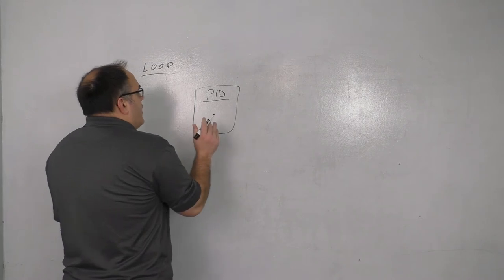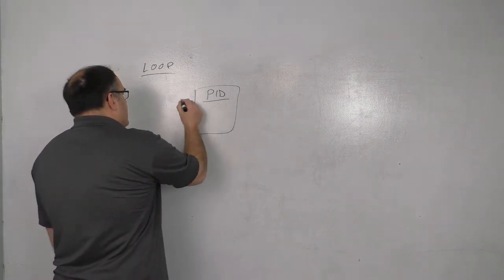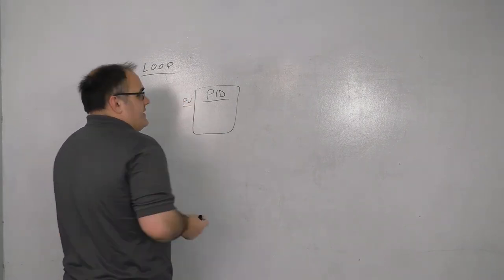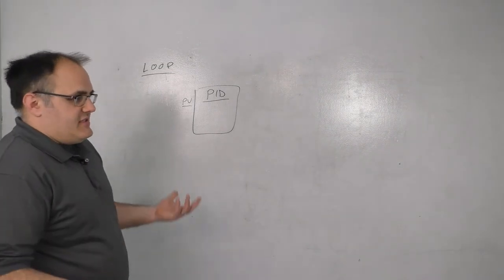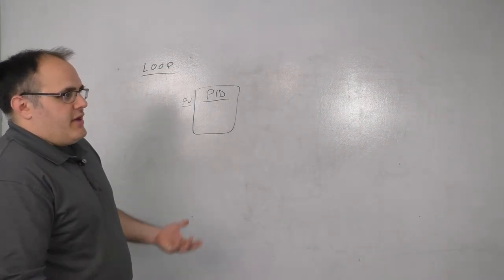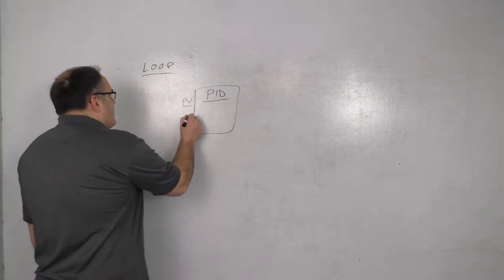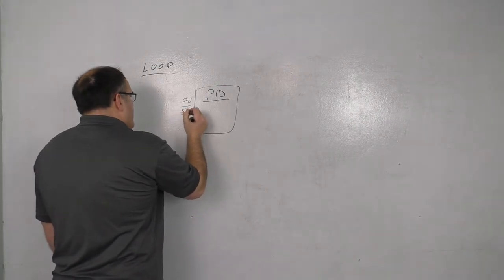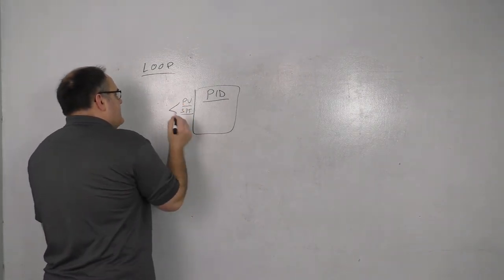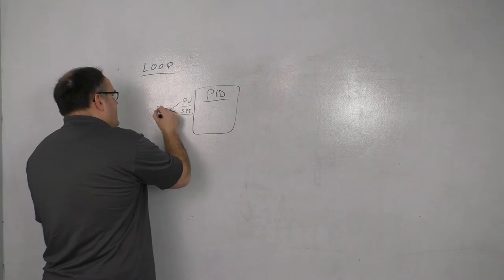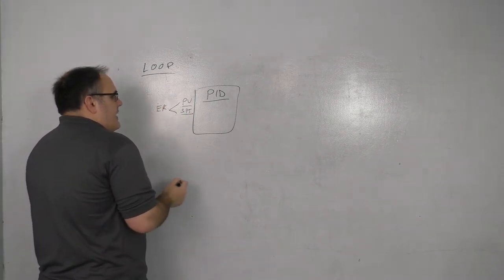But what's going on with PID is basically you've got a process variable that's also known as your sensed input, whether that's pressure, temperature, whatever. You've got a set point, okay? And the difference between process variable and set point is known as error, okay?